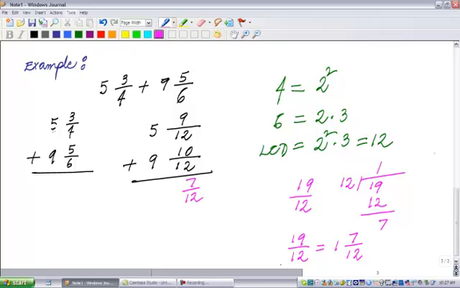And that 1 I have will be added to this 5 and 9, okay? So 9 plus 6 would be 15. Making sense? Questions?